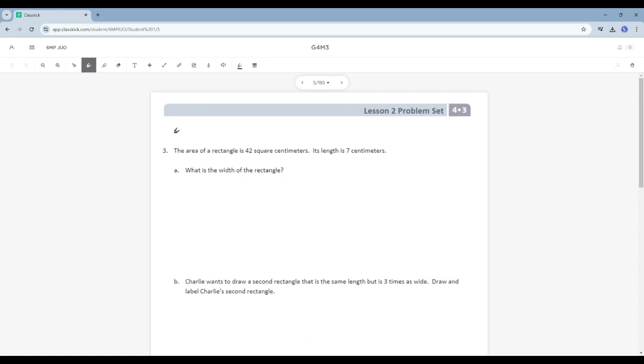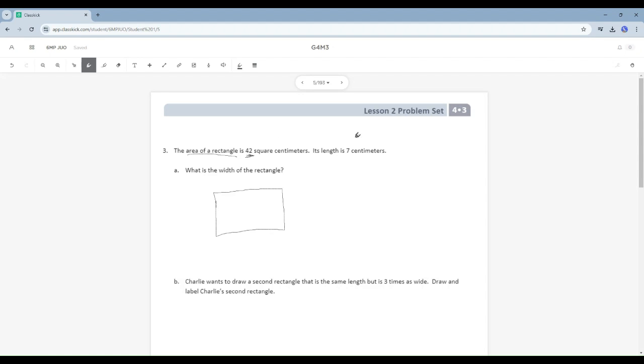Number 3 says the area of a rectangle is 42 square centimeters. So this time they're giving us the area off the bat. Its length is 7 centimeters. What is the width of the rectangle? So we can go ahead and sketch out our rectangle.